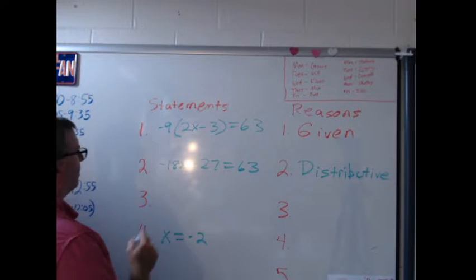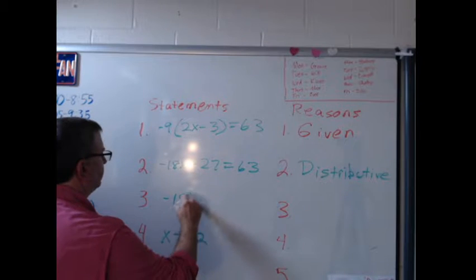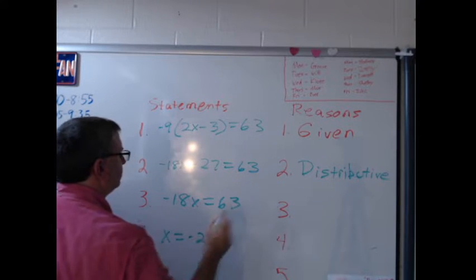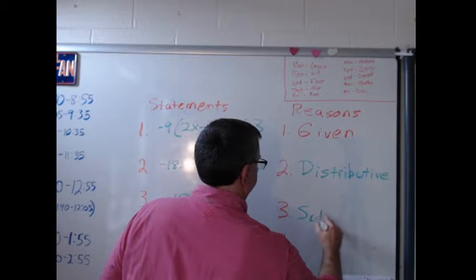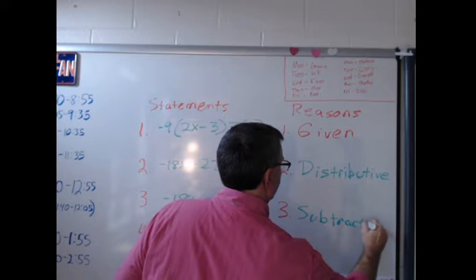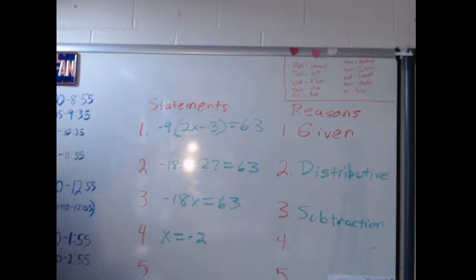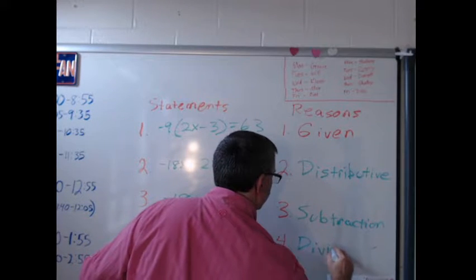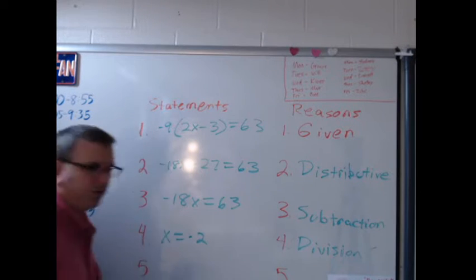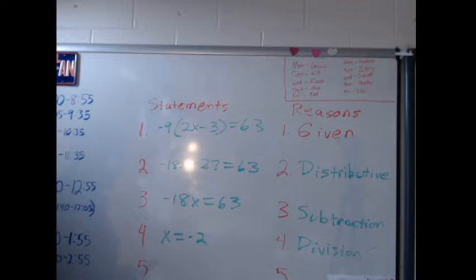Okay? Then, to go from 2 to 3, what did I do to both sides? Yeah, so I used subtraction. Okay? Then what do I do in step 4? Yeah, divided both sides by -18. Okay, and use division. All right, any questions on that? Everybody good? Yes, sir. Okay.